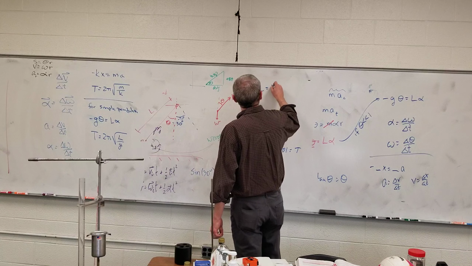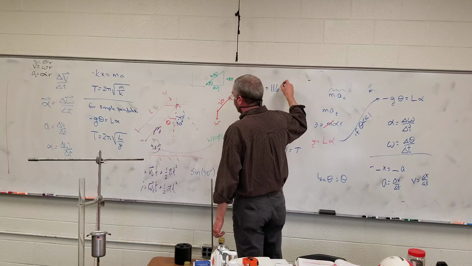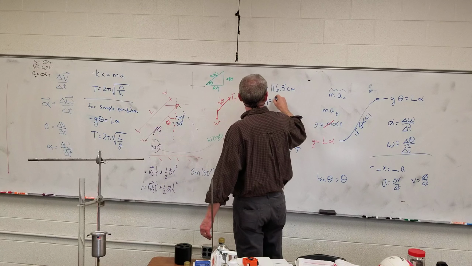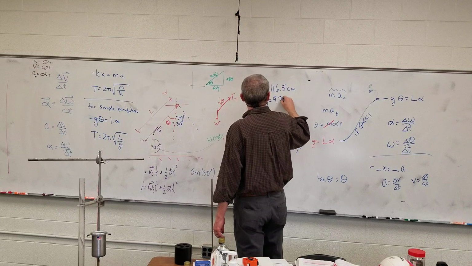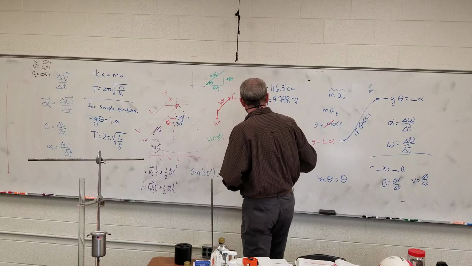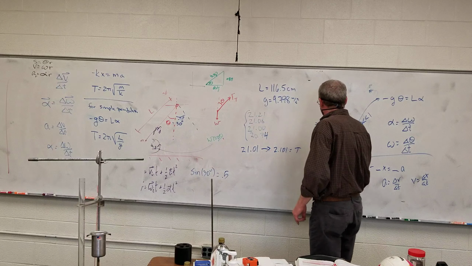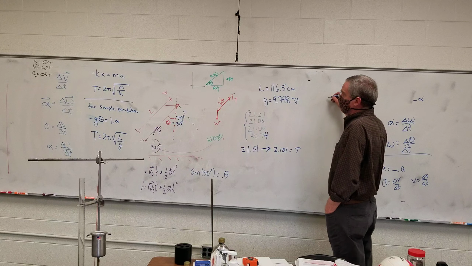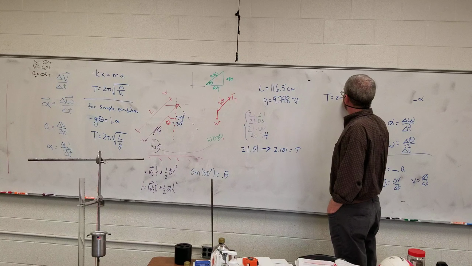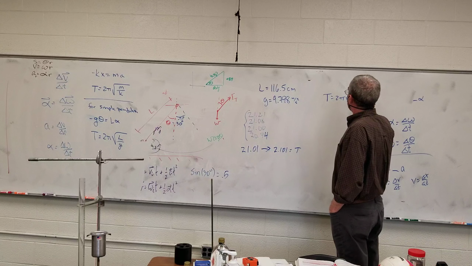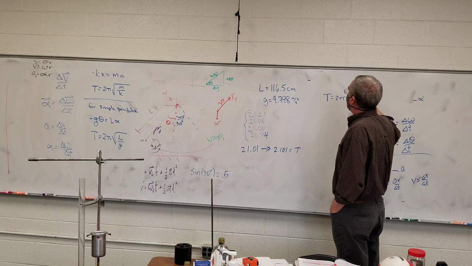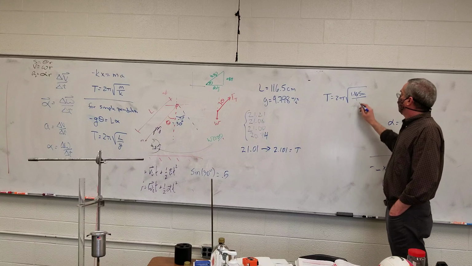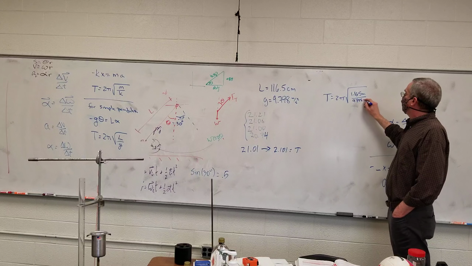So L, 116.5 centimeters. G, for this part of the world, 9.798 meters per second squared. We'll plug into our formula and hope this is not a typical physics demonstration and it will work. T is equal to 2 pi times the square root of 1.165 meters over 9.798 meters per second squared.